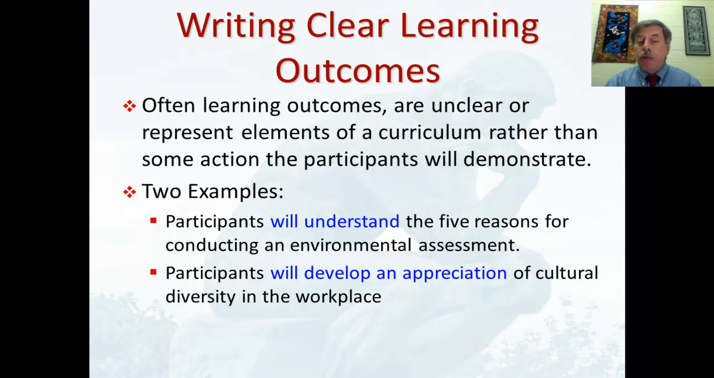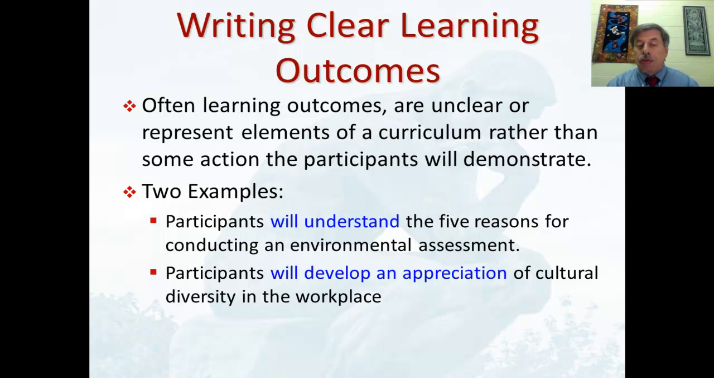Writing clear learning outcomes often starts with writing goals, but often when people begin writing learning outcomes, they're somewhat unclear and they replace elements of the curriculum rather than some action by the participants. An example of an element of the curriculum is a statement of a learning goal that we will cover chapters 1 through 5. Students will read X number of books.